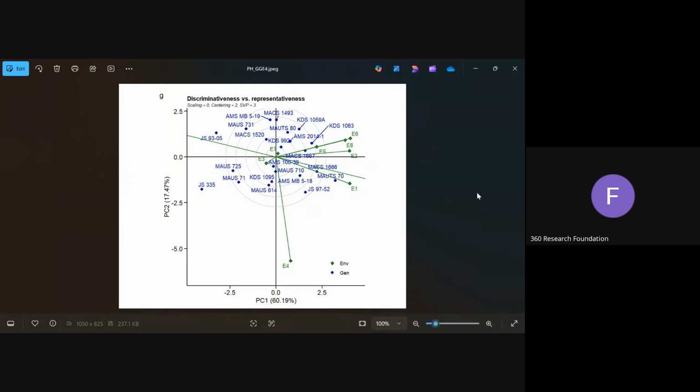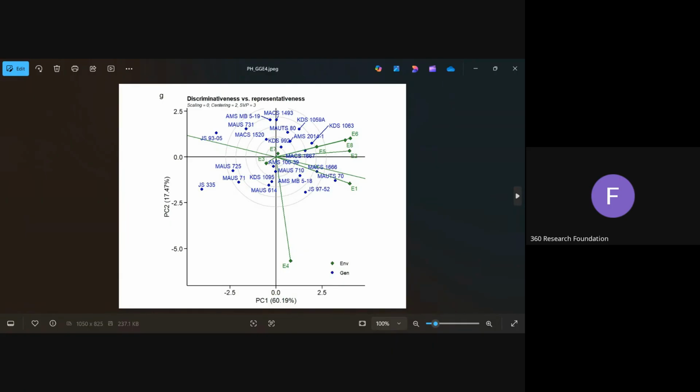My question is whether E3 will differentiate the genotypes as compared to E1 or E6? No, sir. That's because E3 is very close to the origin, E3 and E7. So we are saying both E3 and E7 are the representative environments of our lot.